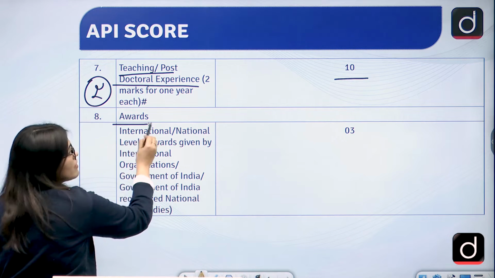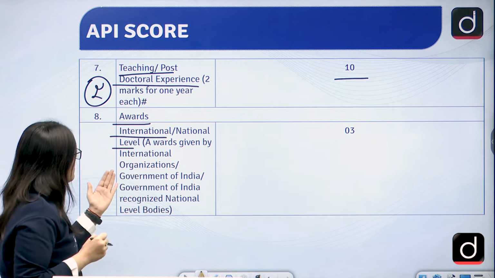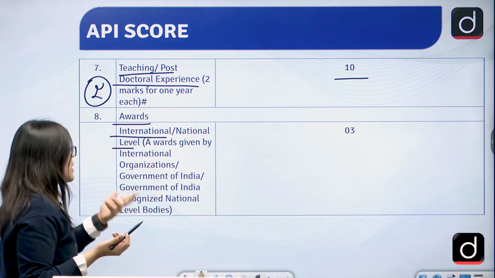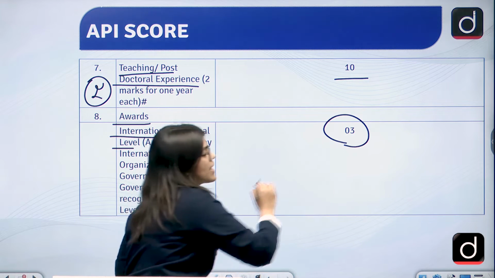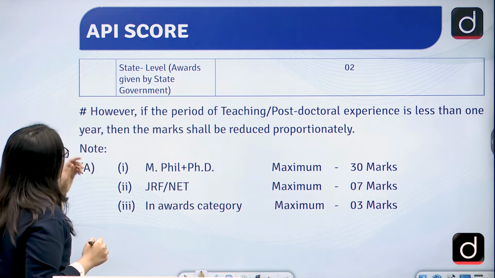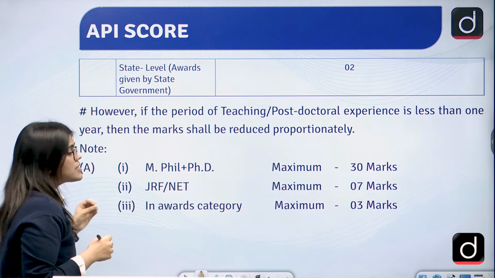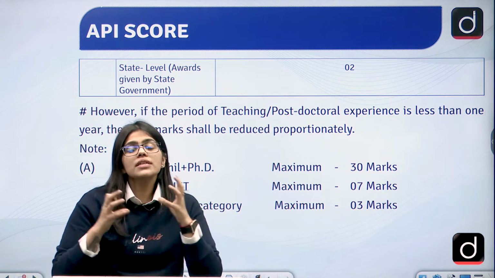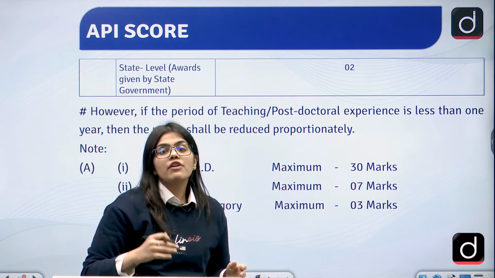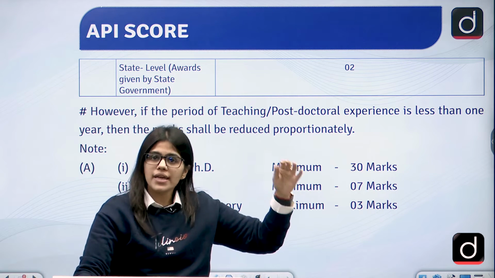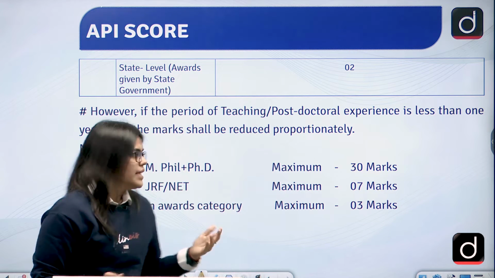Then if you have any awards, that is an international award, or a national level award, or maybe a government level award through a recognized society or a recognized organization, then 3 marks can be awarded to you. Then if you have any state level award, 2 marks can be awarded. So this is how you will calculate all these marks, put them together, and you need to follow the benchmark. If you are lying on that benchmark or above, then they will call you for the interview.